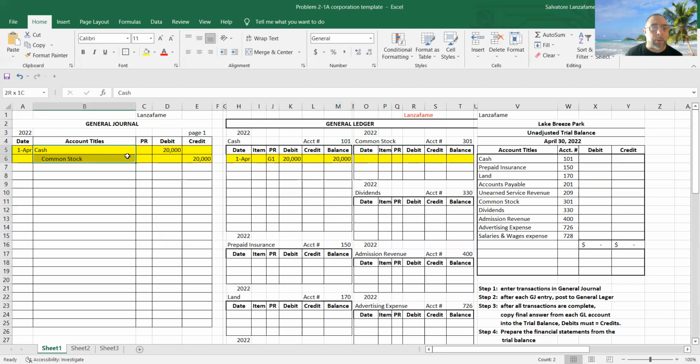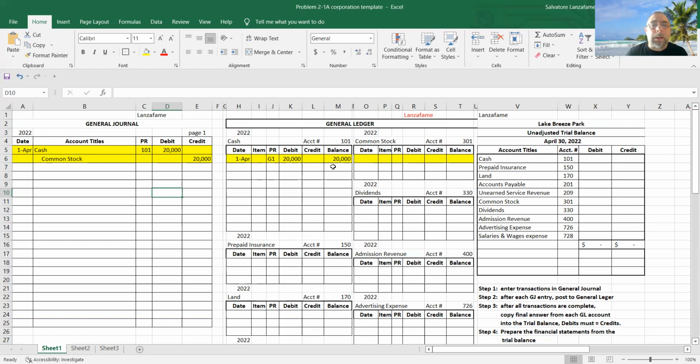Okay, now that I've posted to cash, let me go back to step 1. So step 1, step 2, step 1, dance. What we're going to do in this PR column is put the account number. Notice the account number for cash is 101. Instead of doing a check mark, because we actually use check marks for other reasons in that PR column, we put the account number of the account we just posted to. It's a way to really double check that we put it in the right spot, as opposed to accidentally putting it in prepaid insurance, as an example.